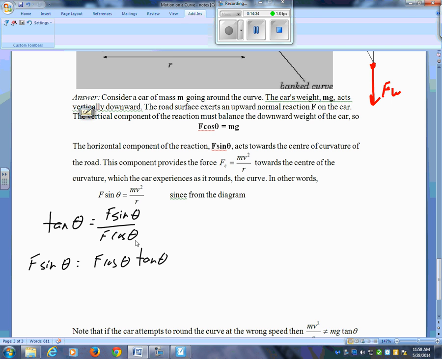But what did we say F cos theta was equal to? Right here, F cos theta is mg. And what did we say F sine theta was equal to? mv squared over r. F sine theta is equal to F cos theta tan theta. I've said F sine theta is equal to mv squared over r, so I'm going to write that right here. And I know that F cos theta is equal to mg.